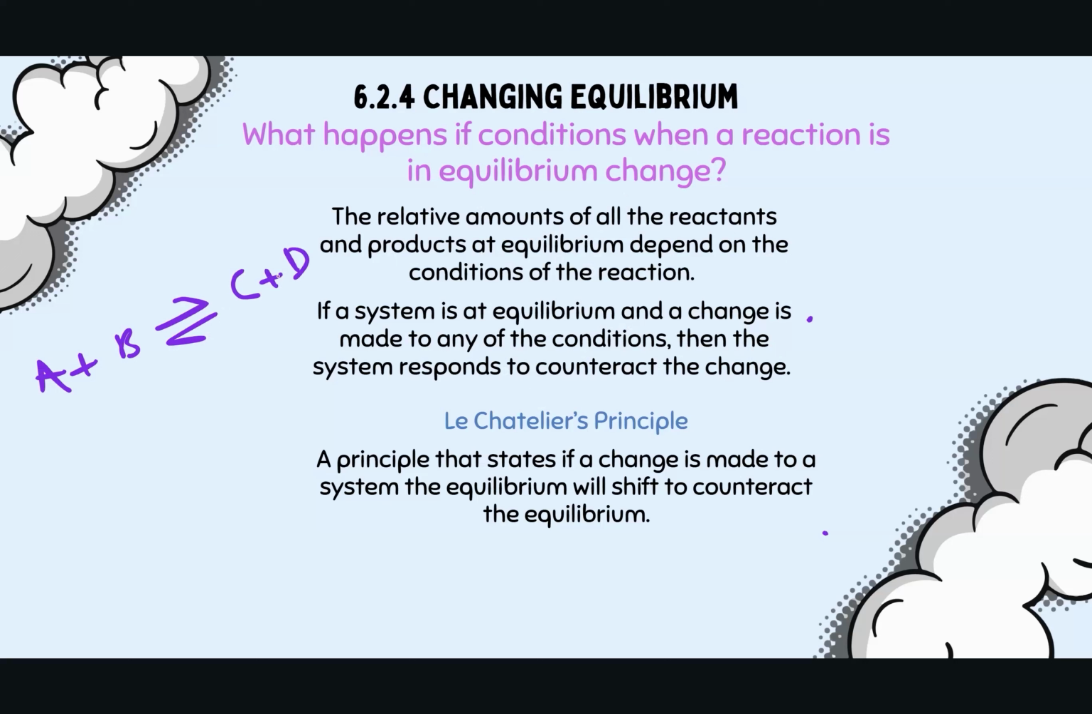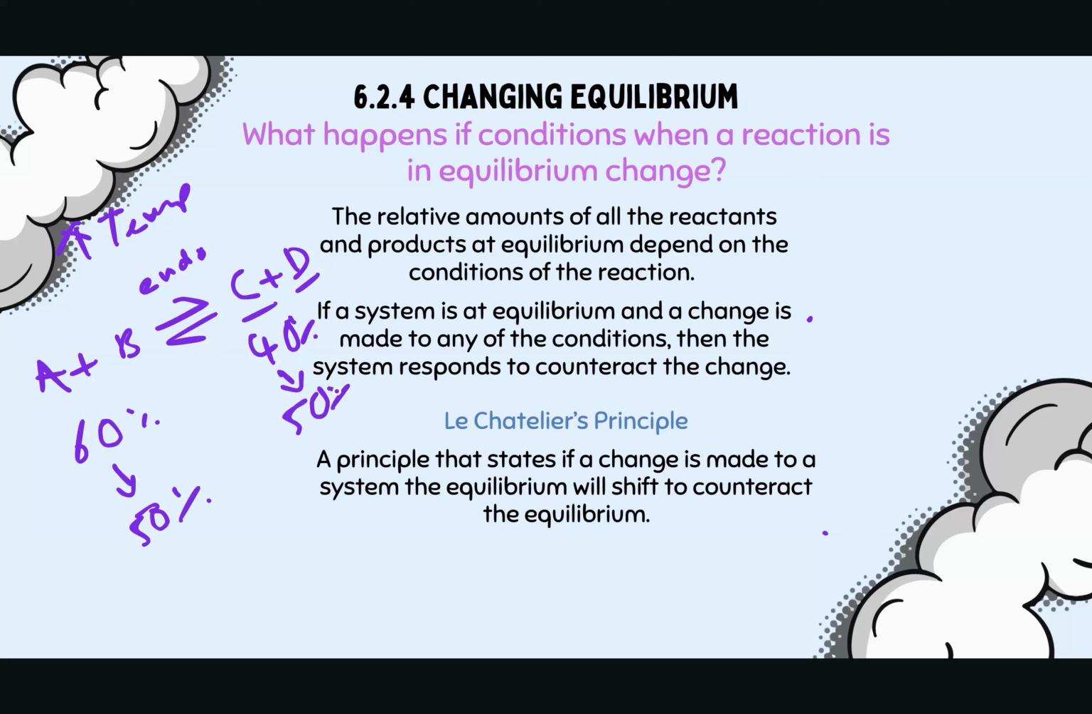makes C plus D, if this is an endothermic reaction, and we'll go through it in more detail, if I increase the temperature, that pushes my equilibrium towards C and D, meaning I start to make more product. So let's say initially it was 60% reactant and 40% product, but I increased the temperature and now I'm starting to make more of the product. So it might go from 60% to now being 50% of each being made.